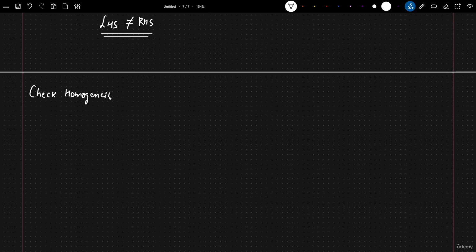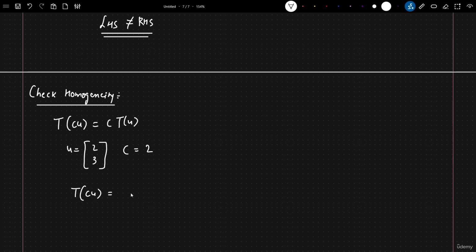Homogeneity: transformation of C of U is equal to C times transformation of U. So let's go ahead and do this. Let's consider U is my vector 2, 3 and C is some scalar value, 2. If I calculate transformation of C of U, I will multiply this C with U. I will be getting a transformation of 4, 6. Once I do this transformation, it is 4, 6, and we are going to add it with 1, 1.